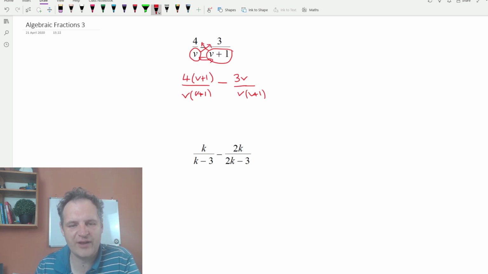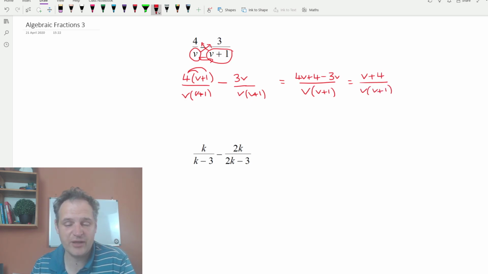Then the bottom can stay the same because we've got the same denominator, but the top needs to be expanded. 4v plus 4 minus 3v. 4v take away 3v is just v. v plus 4 over v, v plus 1. And I think you'll all agree that's v good.